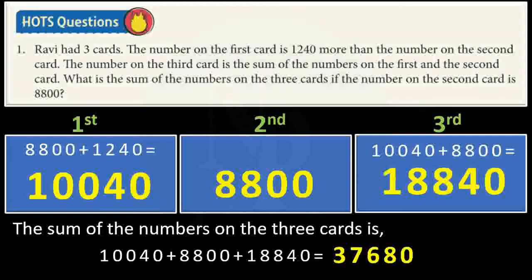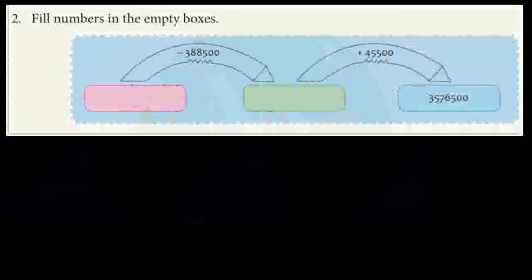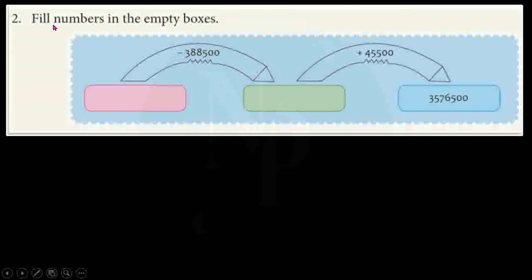Now let us move to the second question. Fill numbers in the empty boxes. See, the relationship between these numbers is given pictorially in the form of a picture. We have to fill the empty boxes here. This box is left empty here, and if you subtract this number, that is 3,88,500, from this number which is to be found, you will get another number.